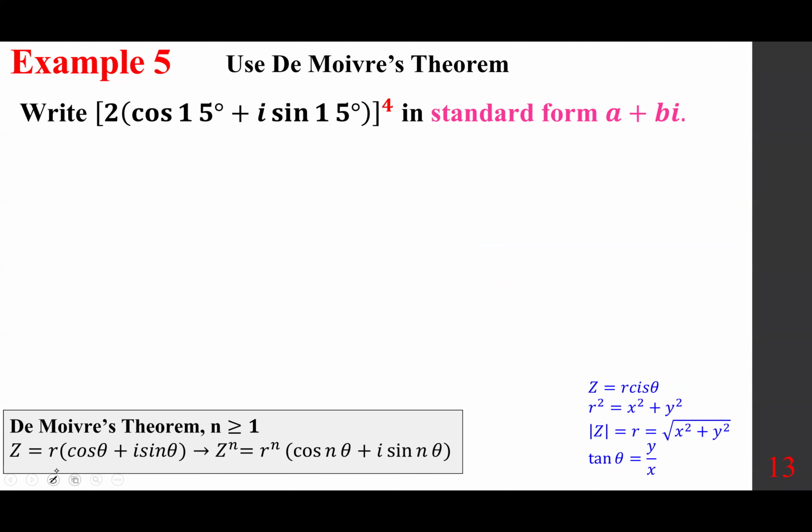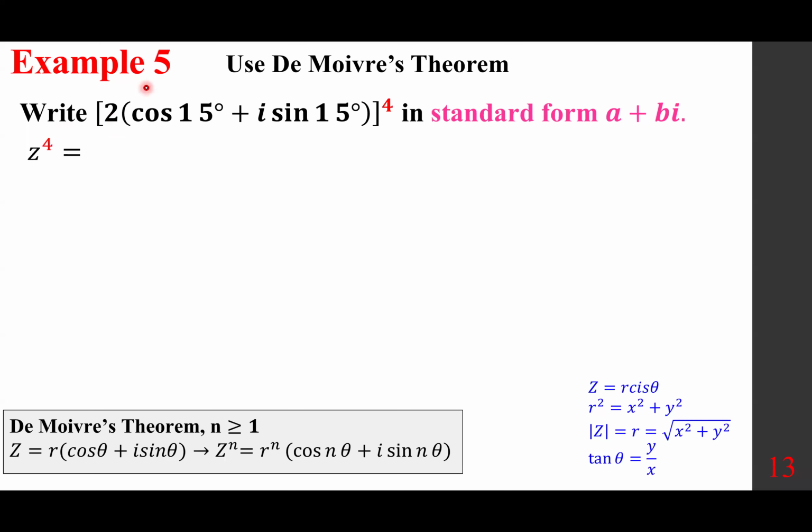We want to write 2 cosine of 15 degrees plus i sine of 15 degrees to the power of 4 in standard form a plus bi. Please understand, because it's in polar form, and even if it's not, we bring it to polar form, it makes it very easy to do so. So all we have to do is follow de Moivre's theorem, which says if you have z equals r cosine theta or r cis theta, z to the power of n is r to the power of n. So according to this, first of all, z to the power of 4, okay.